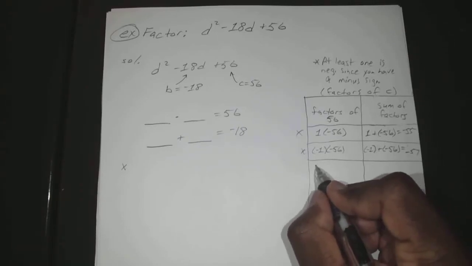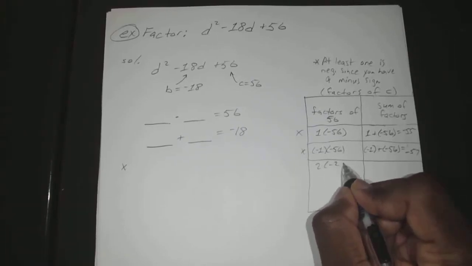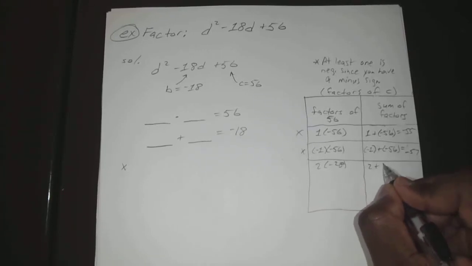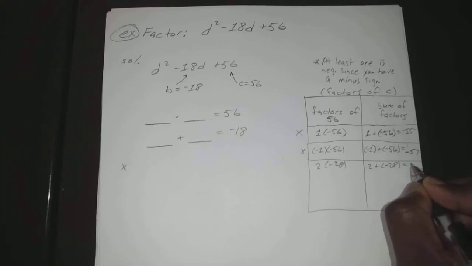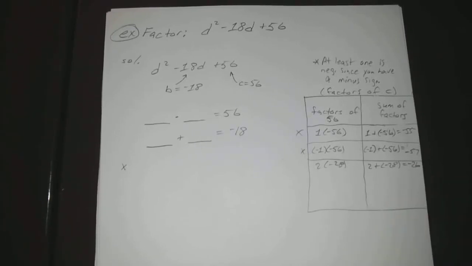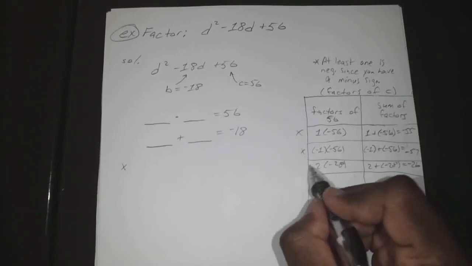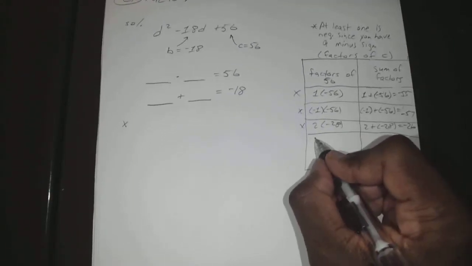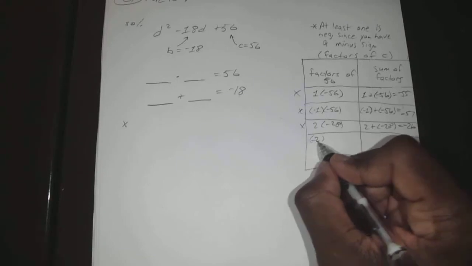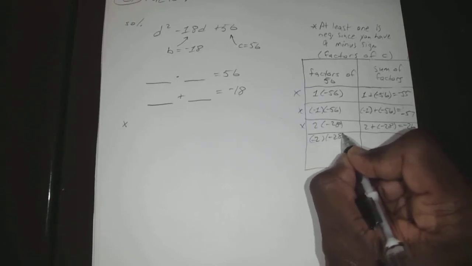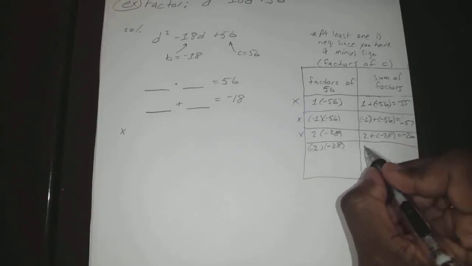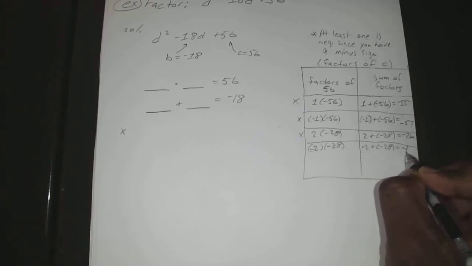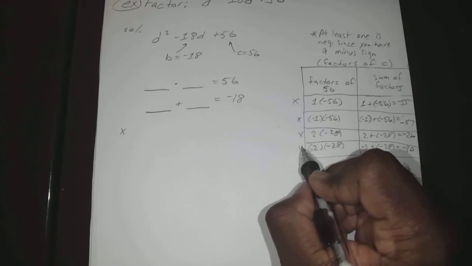Okay, you have 2 times 28, so let's say 2 times negative 28. So 2 plus negative 28 is negative 26, which again is wrong. It's not what we're looking for. So negative 2 times negative 28. You have negative 2 plus negative 28 is negative 30, which again is not what we're looking for.